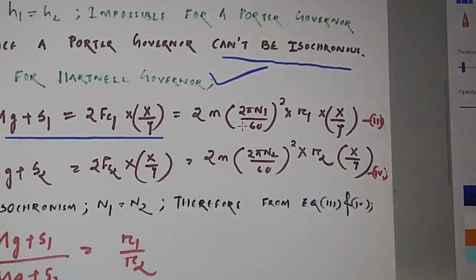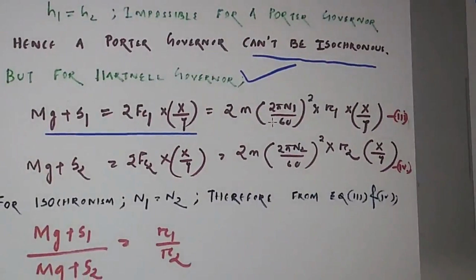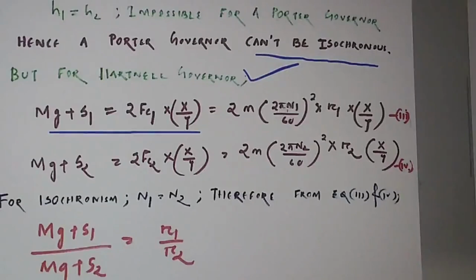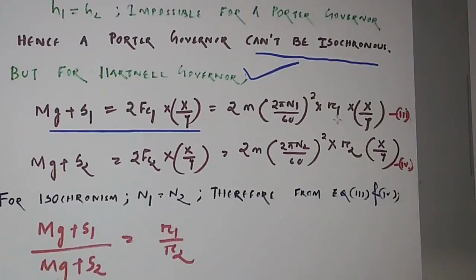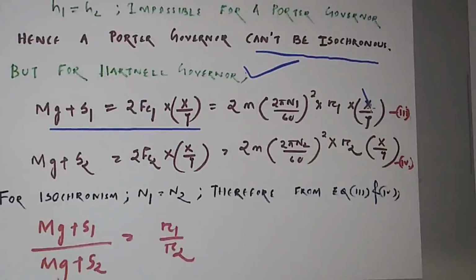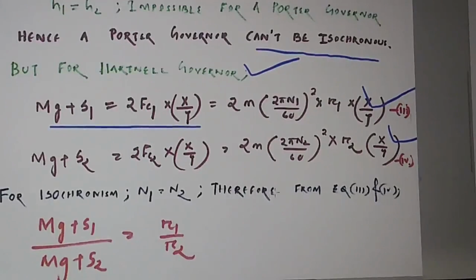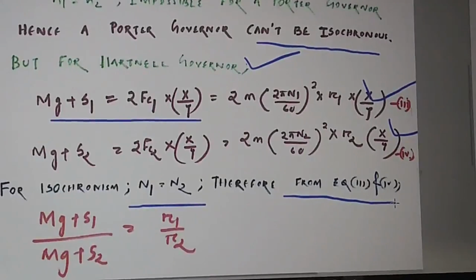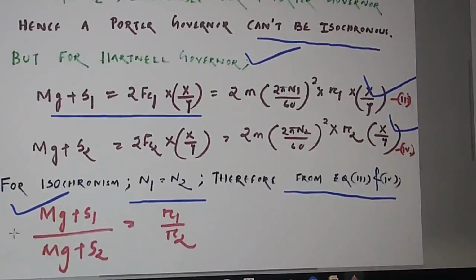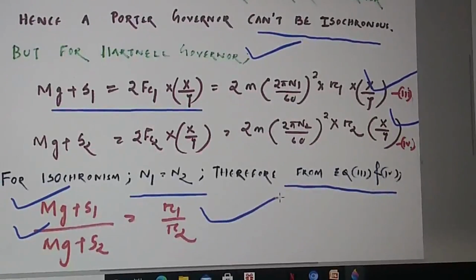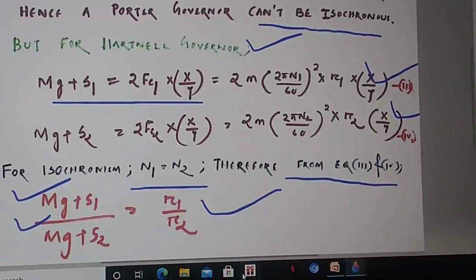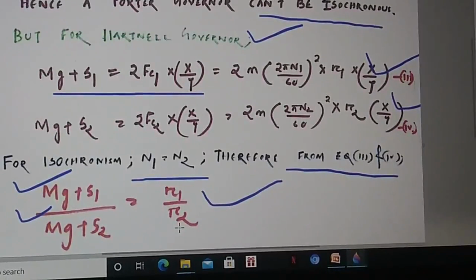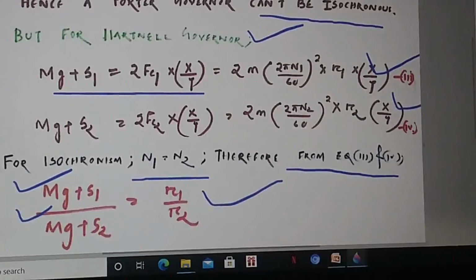But for a Hartnell governor, we have seen mg plus s1 is equal to this one, and mg plus s1 is equal to this much, 2m omega square into r1 into x by y. This is one equation and this is another equation. And for isochronism, n1 is equal to n2. Therefore equations 3 and 4 can be divided as follows, and this will bear this relation: mg plus s1 divided by mg plus s2 is equal to r1 by r2. So it can be isochronous with the following conditions for the Hartnell governor.